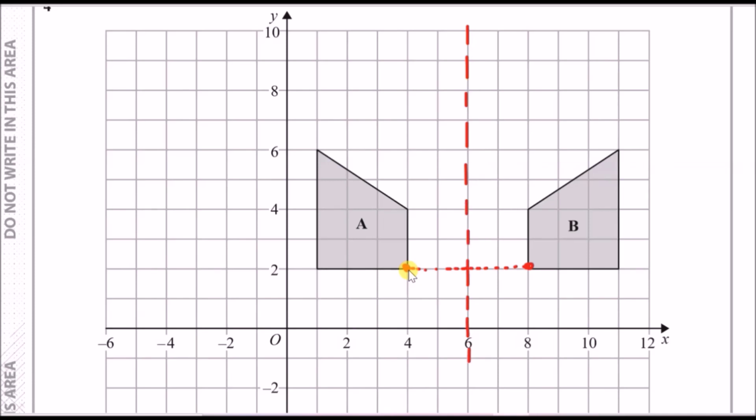Now, how do we describe this kind of transformation? Well, we would say that shape A is mapped to shape B using a reflection. So that's the first keyword. The mirror line is the vertical line at x equals 6. So that's it. This would be pretty much enough. You could say a reflection in the line x equals 6, but yeah, that should cover it.